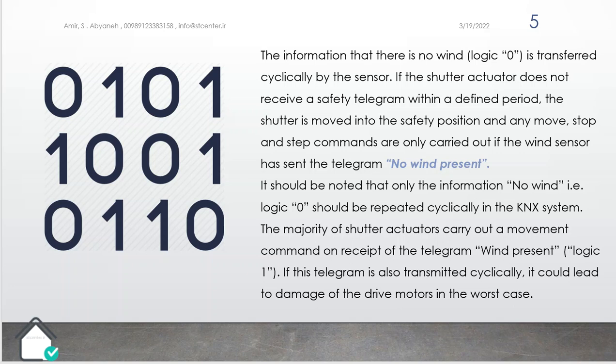But if something happens and the sensor sends 1 and 1 and 1, because it makes the actuator act again and again and again, maybe it damages the driver of the motor. Okay?